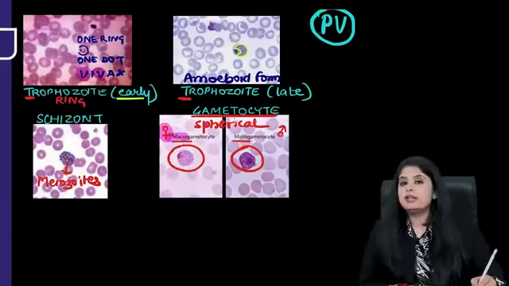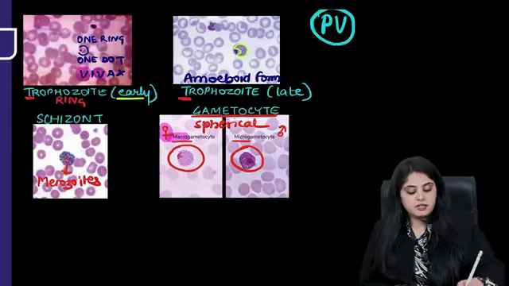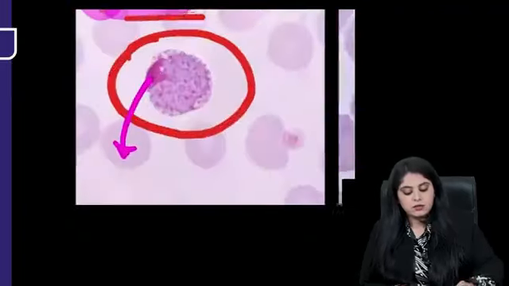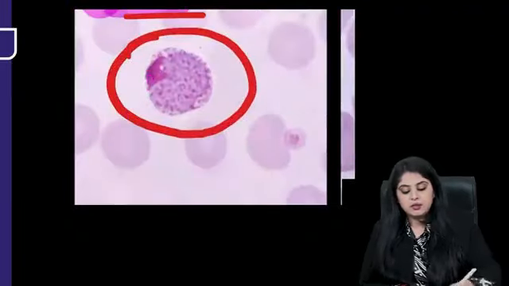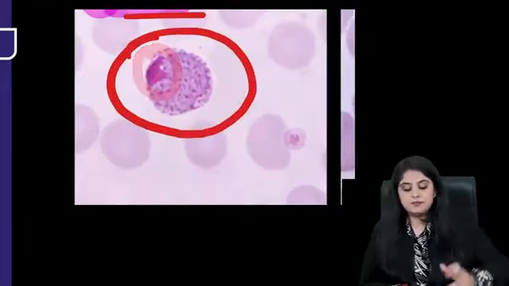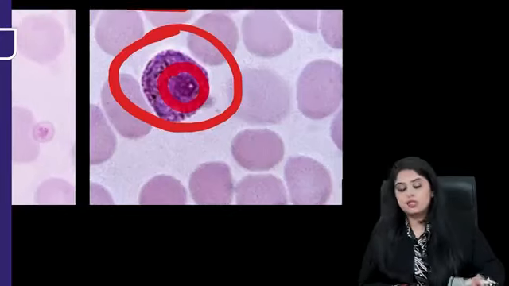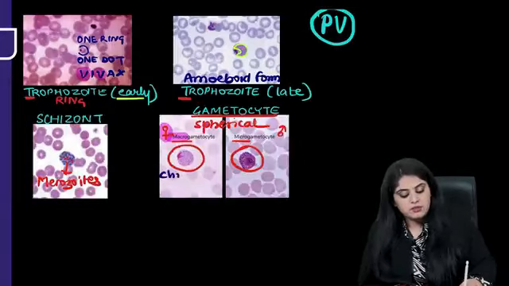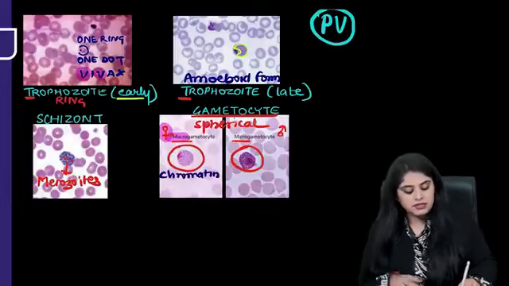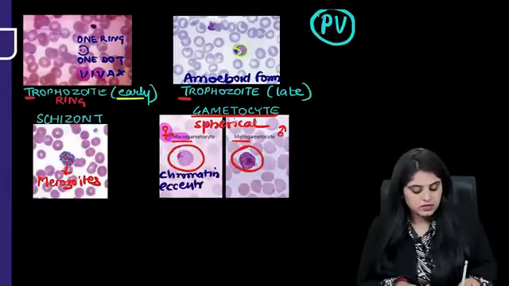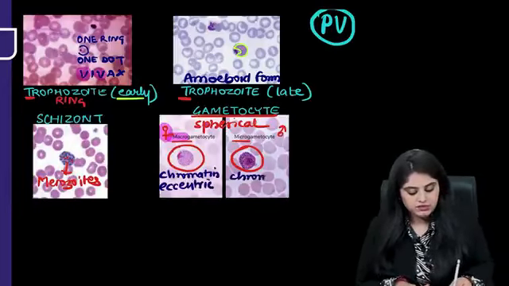So now tell me, how will I differentiate? Both of them are spherical. Can you see where the chromatin is present? The chromatin is going to be seen at the periphery here, whereas in this one the chromatin is seen at the center. That is how you differentiate male versus female. So remember, if the chromatin is eccentric, that is a female gametocyte, and if the chromatin is central, that is a male gametocyte.